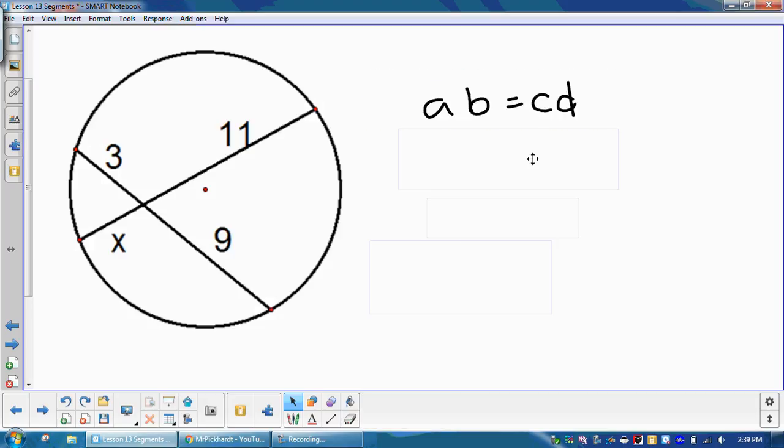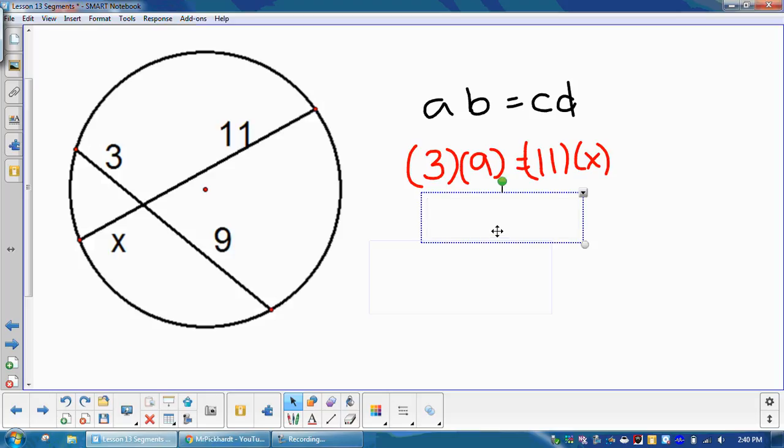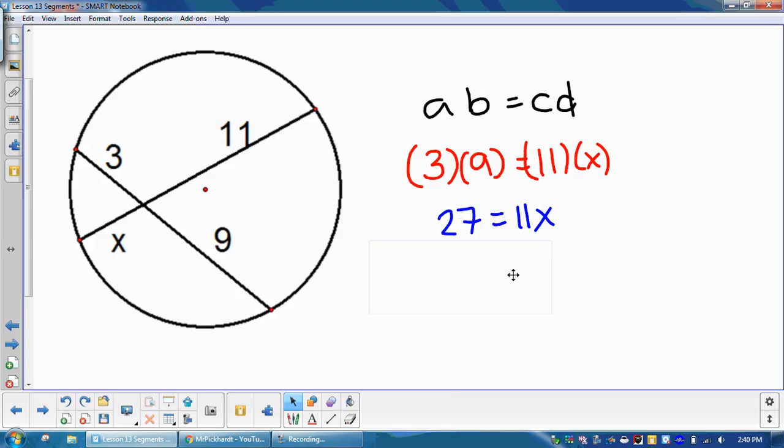So we'll start with the formula, simplify. We'll get that x is approximately 2.45. You could say 2.5. It's a long decimal.